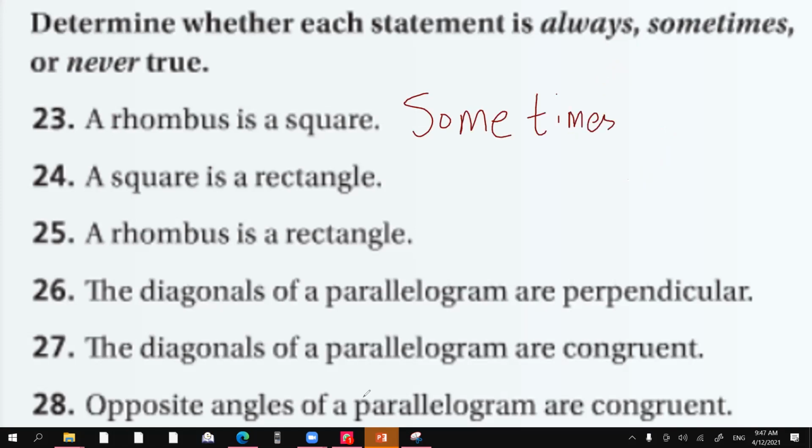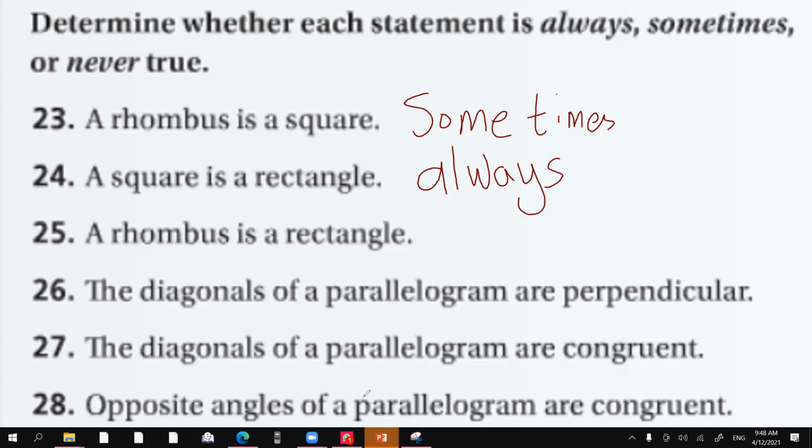The second one: a square is a rectangle. Never? Why never? Let's talk about the properties of the square. The two opposite sides of the square are congruent, and the two opposite angles are congruent. So it can be a rectangle. All squares are rectangles, but not all rectangles are squares.